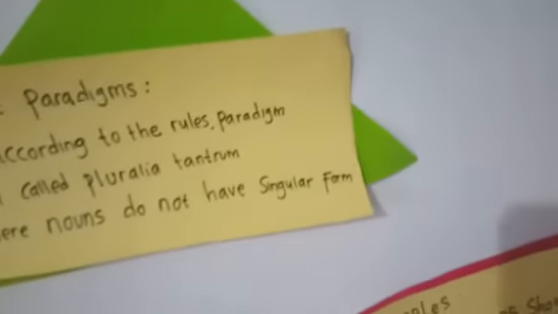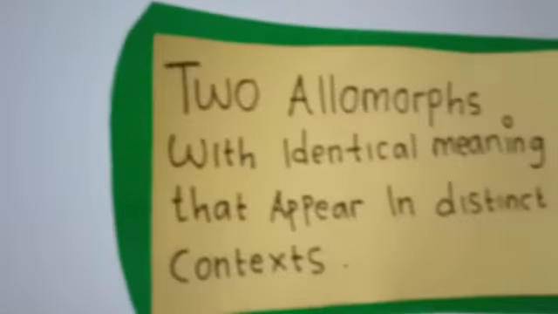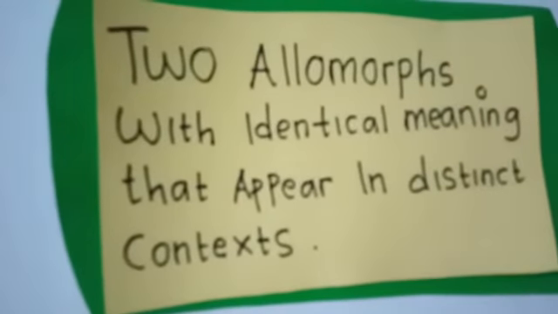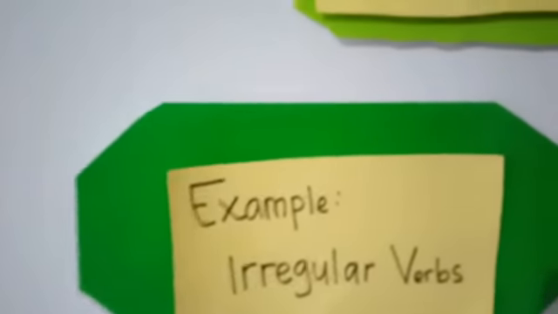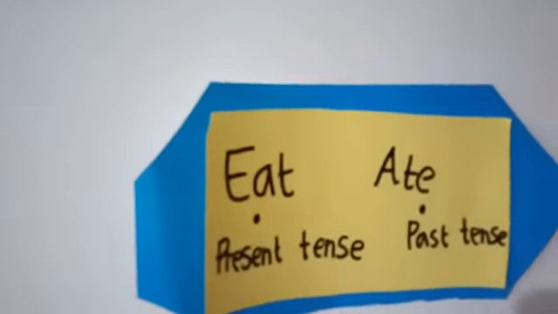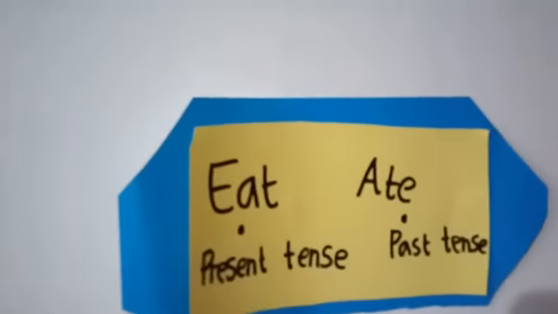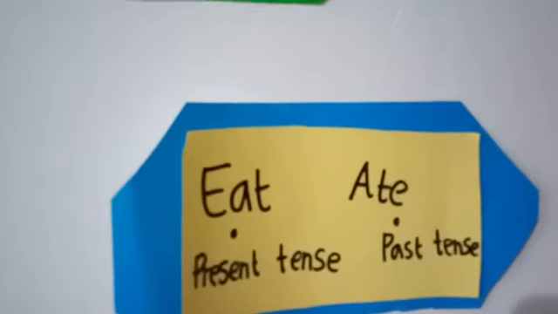So we go to the other one, that is suppletion. So what is it? Two allomorphs with identical meaning that appear in distinct contexts. So the stem as well as affixes may illustrate suppletion. An example is the irregular verb. So here is the example. I choose eat and ate: eat is for the present tense, and ate is for the past tense.